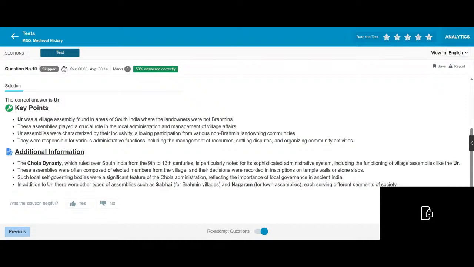The Chola dynasty ruled over South India from the 9th to the 13th centuries, particularly noted for its sophisticated administrative system, including the functioning of village assemblies. These assemblies were often composed of elected members from the village, and their decisions were recorded in inscriptions on temple walls or stone slabs. Such local governing bodies were a significant feature of Chola administration, reflecting the importance of local governance in ancient India. In addition to the Ur, there were other types of assemblies such as Sabha, Nagaram, and Brahmadeya, each serving a different segment of society.